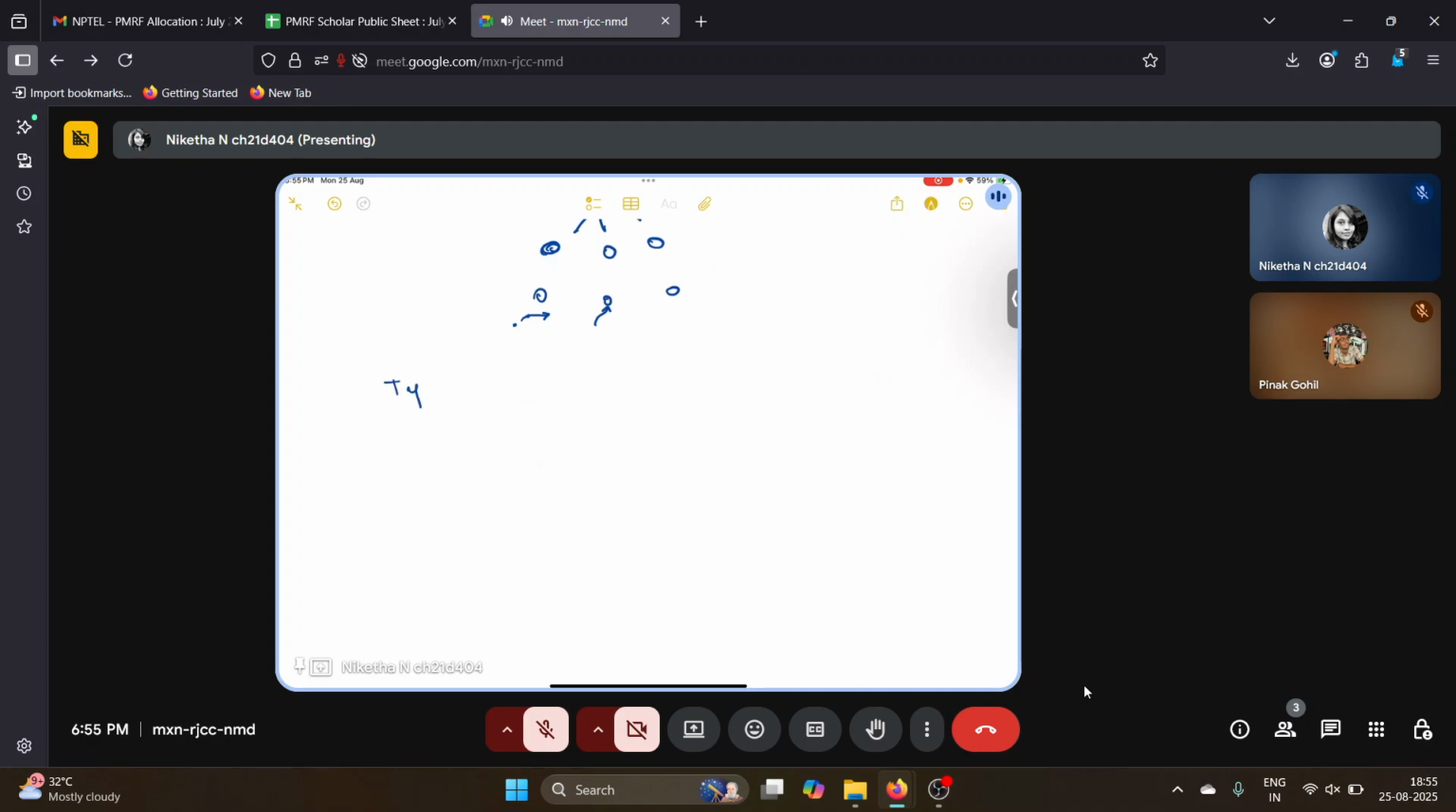There are different types of scrubbers. The first one is the spray scrubber.